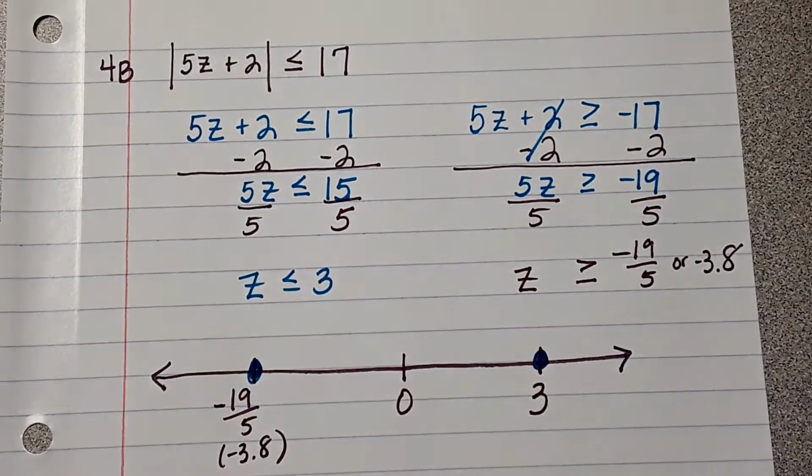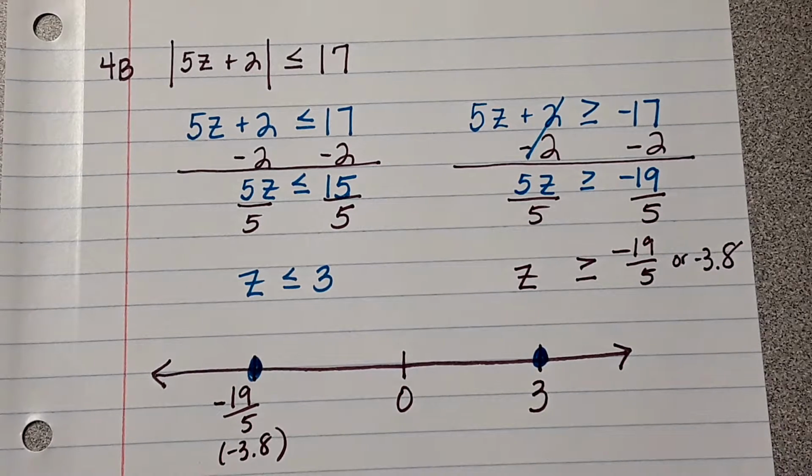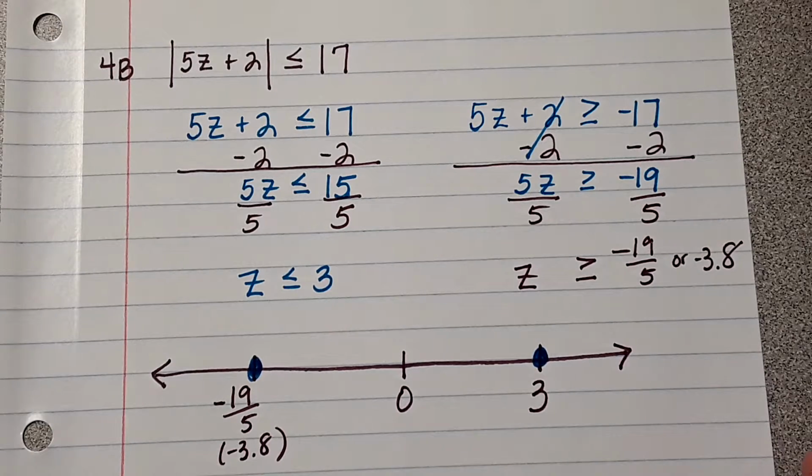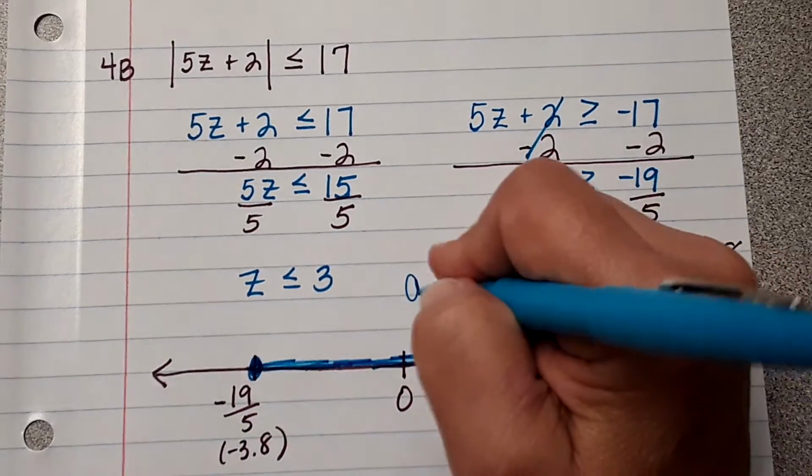Now, my job is to figure out if it's an and or an or. To figure that out, we're going to plug in 0. 0 is the easiest one to plug in. Is 0 less than or equal to 3? Is that a true statement? Yes. 0 is less than or equal to 3. Is 0 greater than or equal to negative 3.8? Is that a true statement? It is. Because that makes them both true, we're going to shade in between. And what that means is that it's an and. So we're going to write the word and.